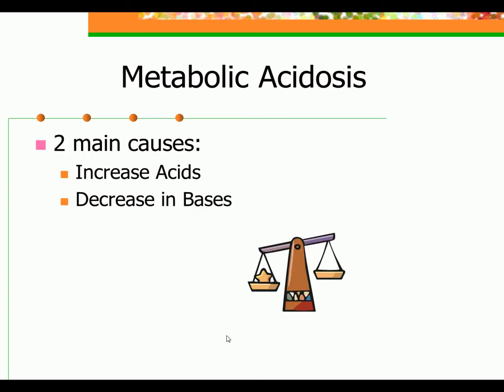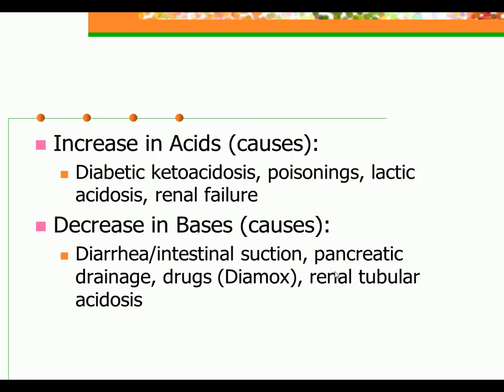Let's look at metabolic acidosis. Again, not a disease, a condition caused by a disease or a pathological process. Think of the seesaw, the pair of scales. In order for acidosis to occur, what has to happen? Either I've got to put more on the acid side and make it tilt this way, or I've got to take some off the base side. That's the only way. So what can cause an increase in acids?